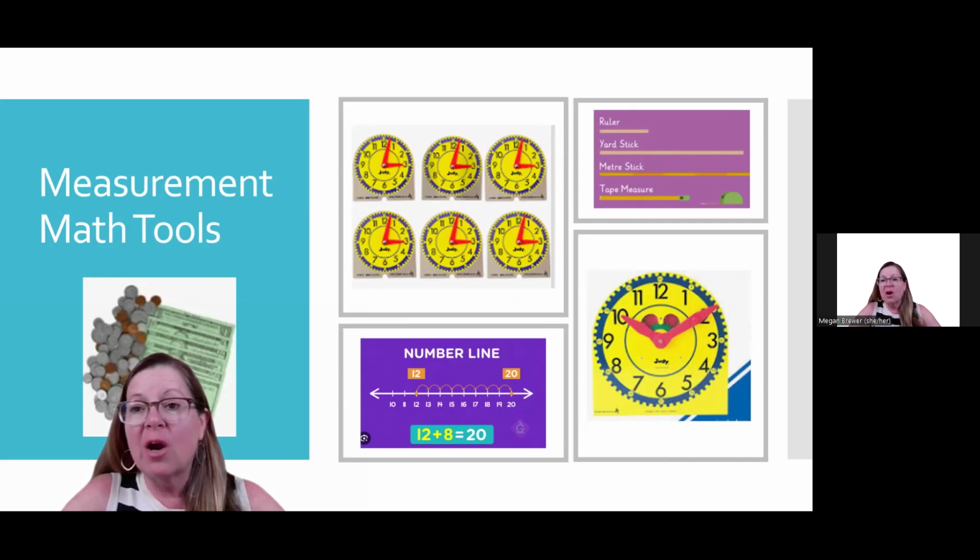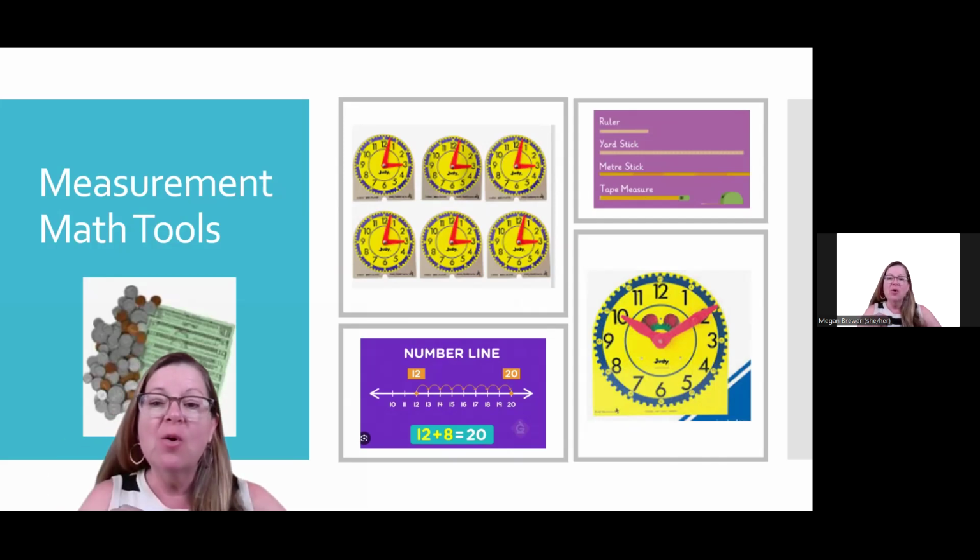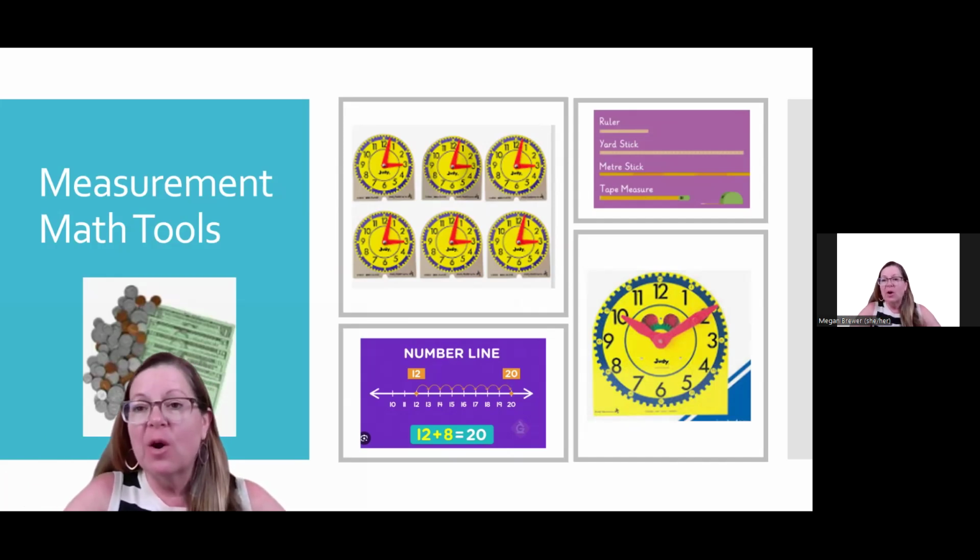Number lines are another tool that can help with measurement standards in second grade. Here is another measurement standard from second grade. Represent whole numbers as lengths from 0 on a number line diagram with equally spaced points. It just means that equal space between the hash marks or the points corresponding to the numbers 0, 1, 2, and so on, and represent whole number sums and differences within 100 on a number line diagram.